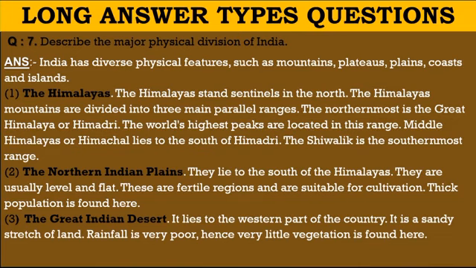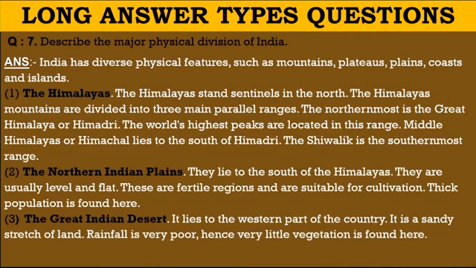The northernmost is called the Great Himalaya or Himadri. The world's highest peak is located in this range. The Middle Himalaya or Himachal lies to the south of Himadri. The Shivalik is the southernmost range.